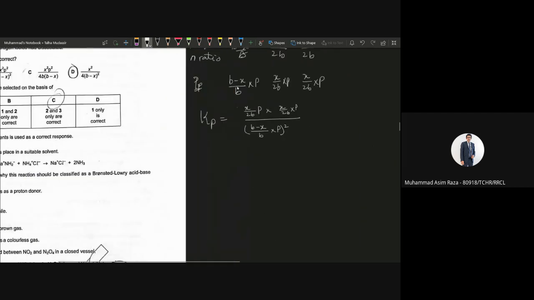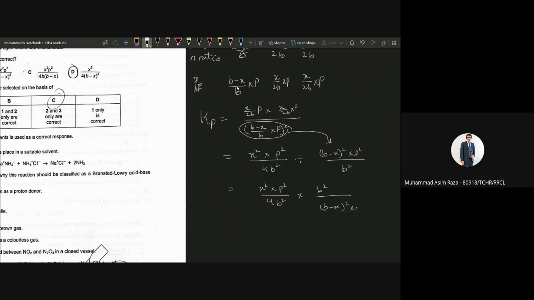Now look at this. x and x will multiply, it will become x square, P and P will multiply, it will get P square, divided by 2b and 2b, which multiply to give 4b square. Here we will have b minus x whole square multiplied by P square over b square. Now x square times P square over 4b square multiplied by b square over b minus x whole square times P square. You see that P square and b square cancel out. Now you have x square over 4 into b minus x whole square.